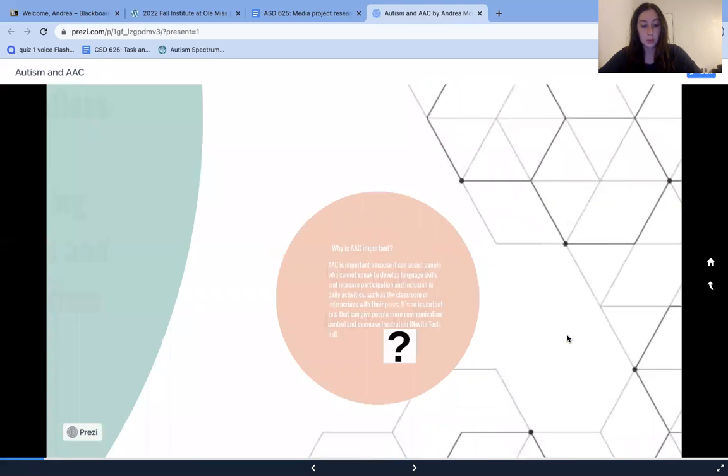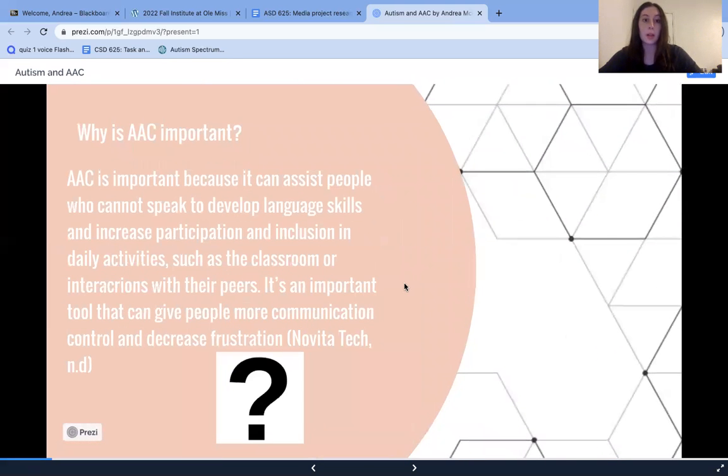Okay, so why is AAC important? It assists people who cannot speak to develop language skills and increase participation and inclusion in daily activities, such as the classroom or interaction with their peers. It is an important tool that can give people more communication control and decrease frustration. So people who are unable to use language can communicate wants and needs with others and begin to feel included amongst peers, teachers, parents, whoever they're talking to.